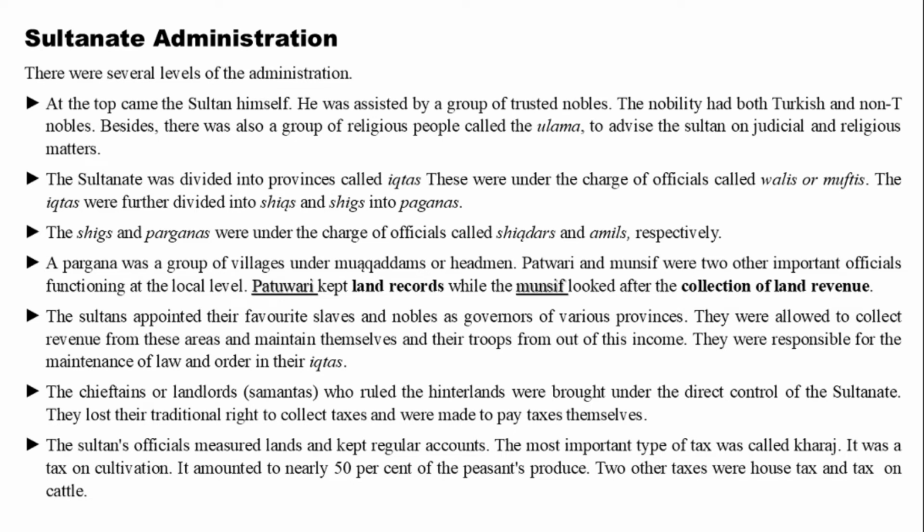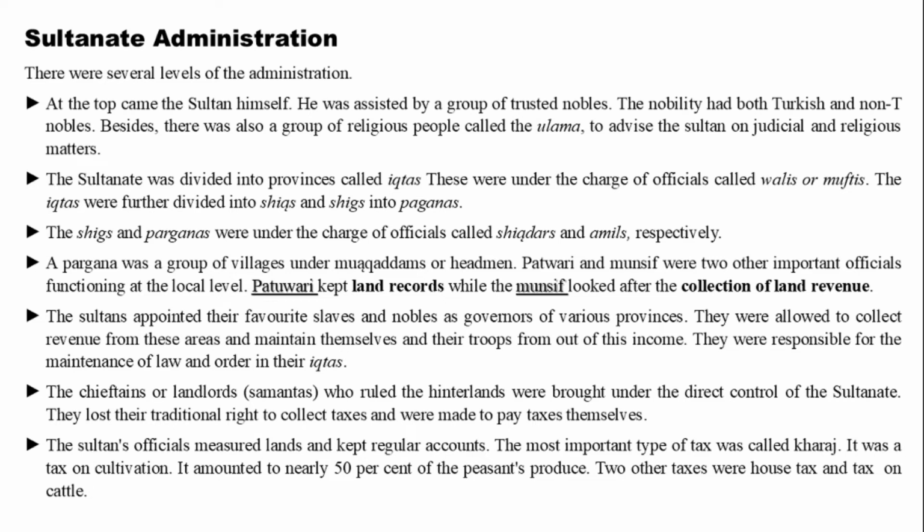So which were the different officials, and how were the documents, and which were the different types of trustees that were prevalent, and how each of these trustees, I mean chieftains and landlords, were ruled, and different control over the Sultanate, and how they lost their traditional rights of collection of tax and were made to pay the tax themselves. So these were major areas of administration.